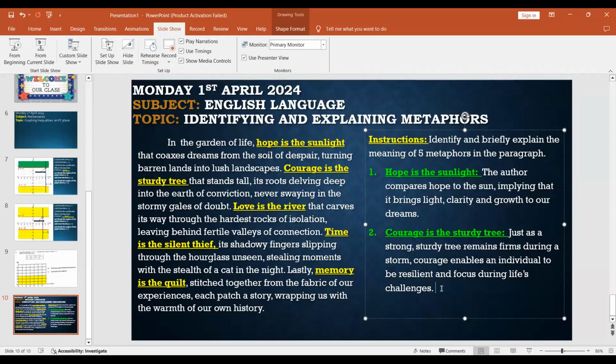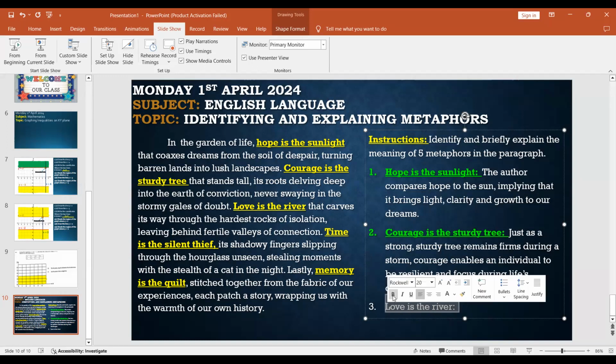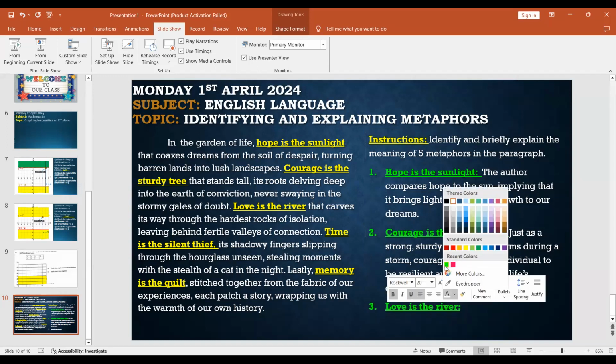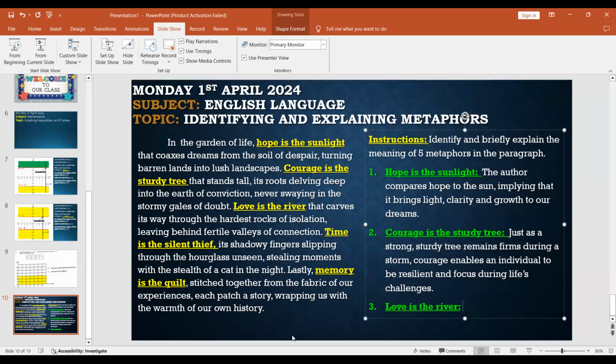Metaphor. Love is the river. So love is the river. It says love is the river that carves its way through the hardest rocks of isolation, leaving behind fertile valleys of connection. What is meant by love is the river? What is meant by that metaphor? Giving us joy. It gives us joy.